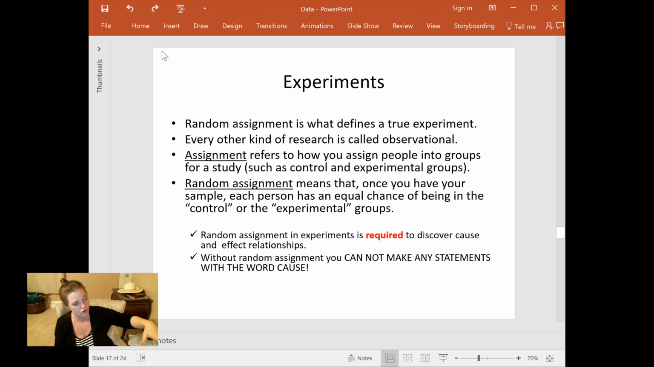There's usually a control group that doesn't get the drug or doesn't get the marijuana or doesn't do something, and then there's another group that does actually experience something. It's called the experimental group, and you have to randomly assign people in order for it to be a true experiment, right? And it's random assignment that is required in order for a true experiment to be meaningful, in order for a person to make good statements about cause and effect.